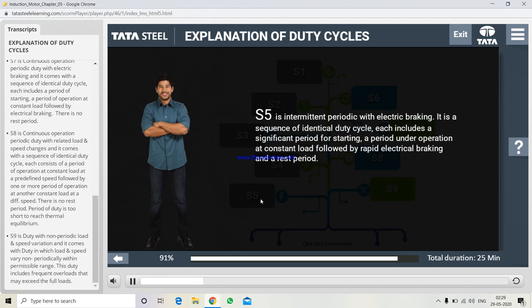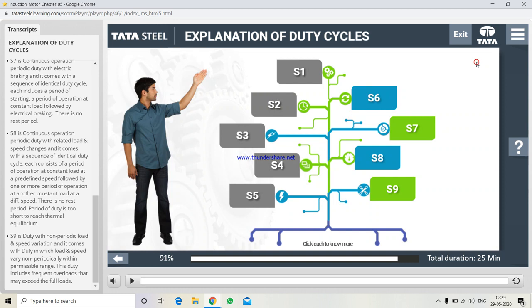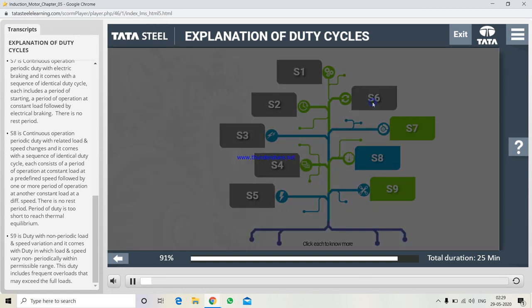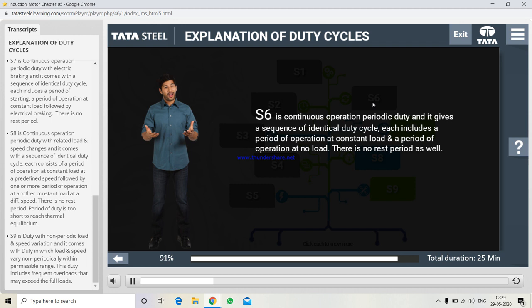S5 is intermittent periodic with electric braking. It is a sequence of identical duty cycles. Each includes a significant period for starting, a period under operation at constant load, followed by rapid electrical braking and a rest period. S6 is continuous operation periodic duty and it gives a sequence of identical duty cycles. Each includes a period of operation at constant load and a period of operation at no load. There is no rest period as well.